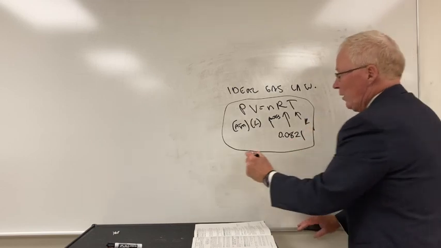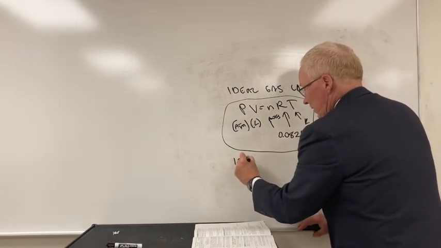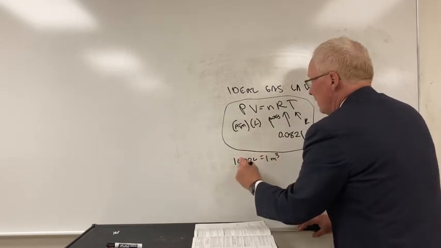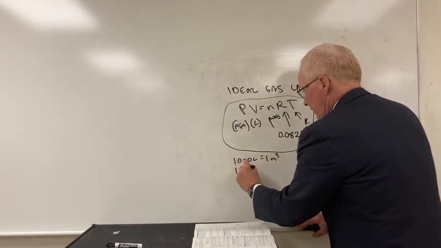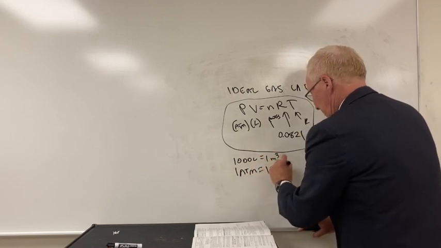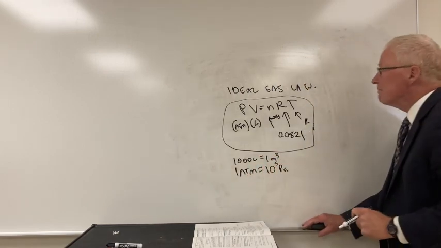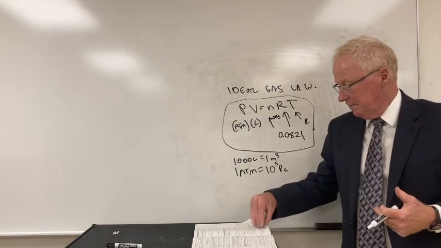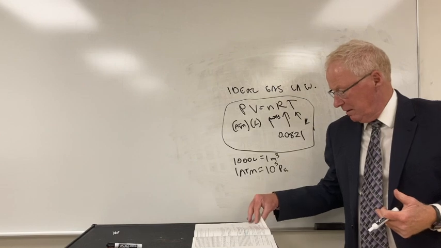And again, if you want, a cubic meter, 1,000 liters is 1 cubic meter, and 1 atmosphere is 10 to the 5th pascals, more or less. All right? So if you use the other one, that's the case there. All right.